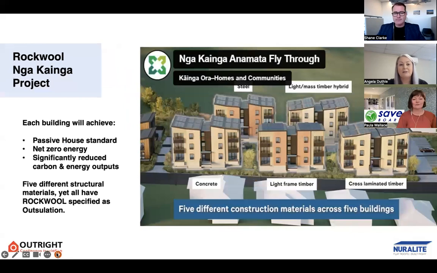And this project's really interesting. This is a Kāinga Ora project, Ngā Kāinga Anamata. Each different apartment block is identical except for the structural components. So there are 5 different structural elements there, all specified with rock wool as external insulation. These apartments are going to be built to passive house standard with net zero energy outputs. But they're also going to monitor the construction, cost and low carbon benefits over time. That will be reported back to the industry, which will hopefully provide some really good learnings.